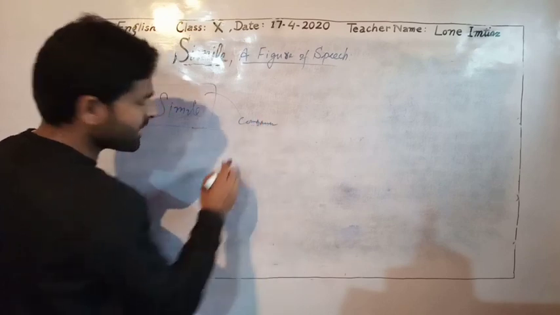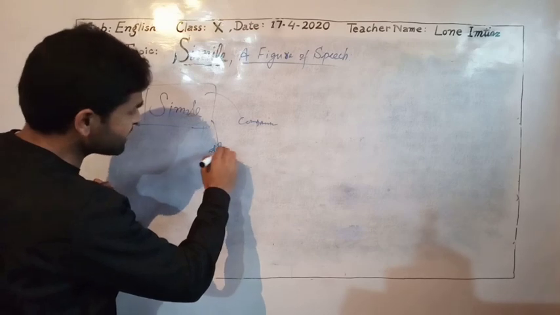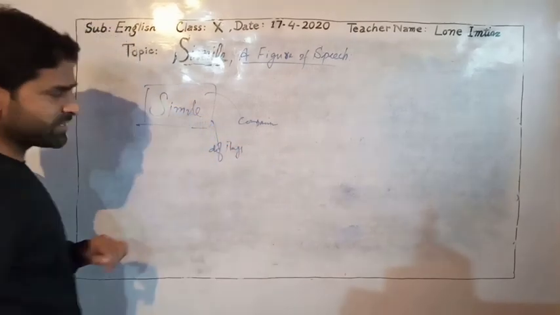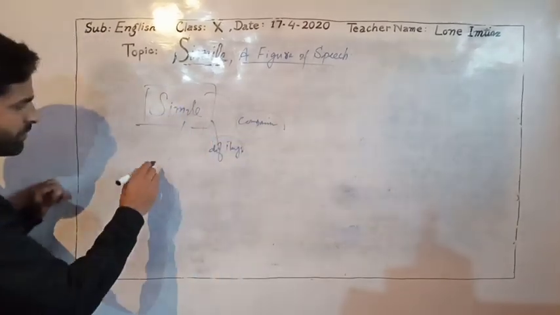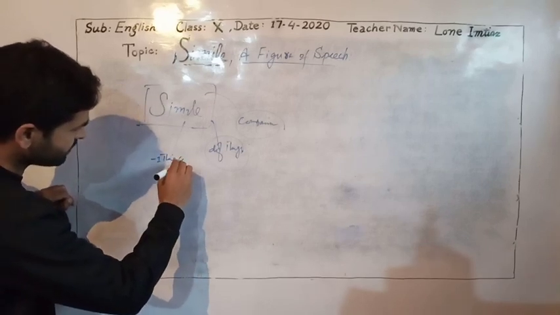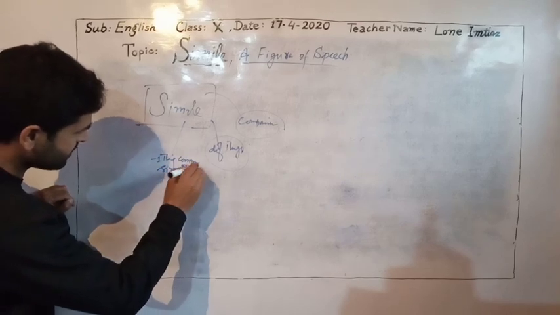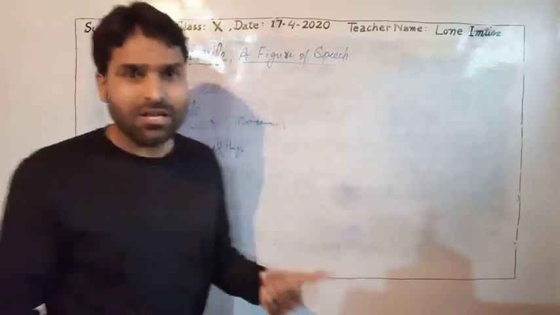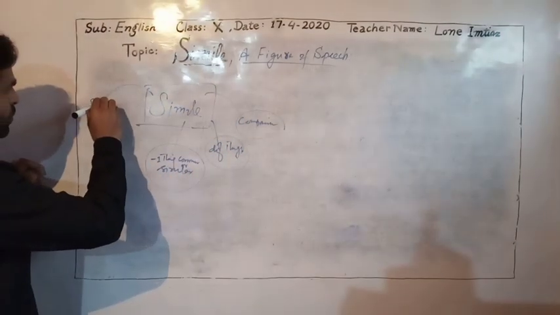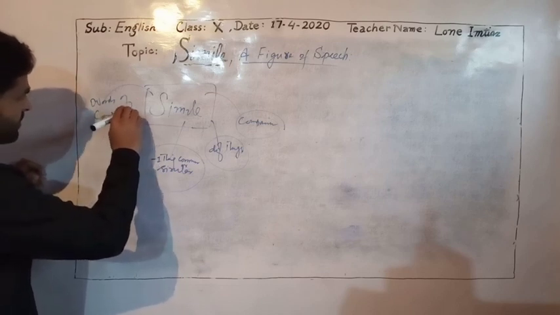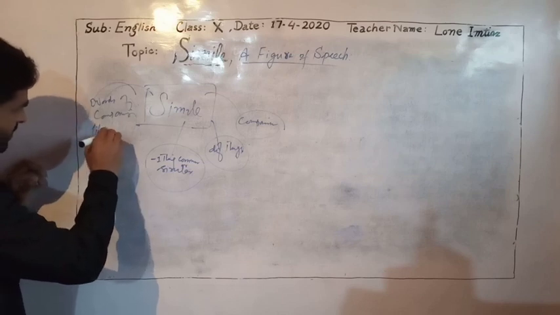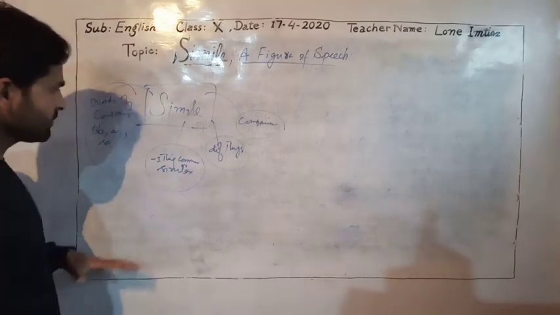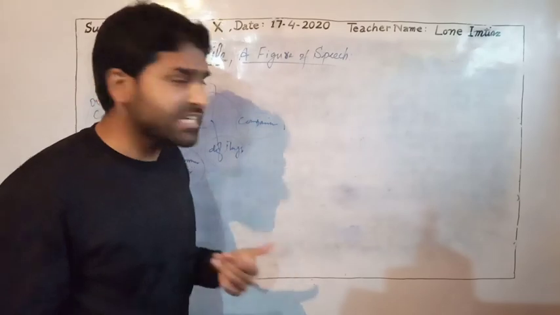So simile, it's a comparison. Here, two things are compared. Different things, unlike things, having at least one thing common or similar. And this comparison is explicitly created, it is explicitly indicated by the words of comparison. And the words are like, as, so. Here, the comparison is clearly indicated, it is stated clearly.